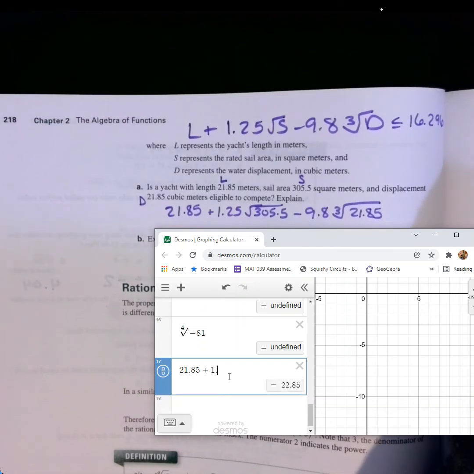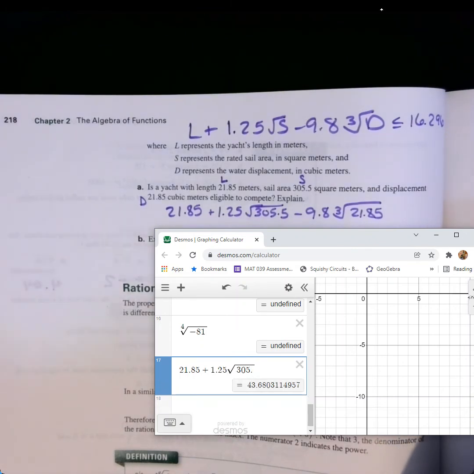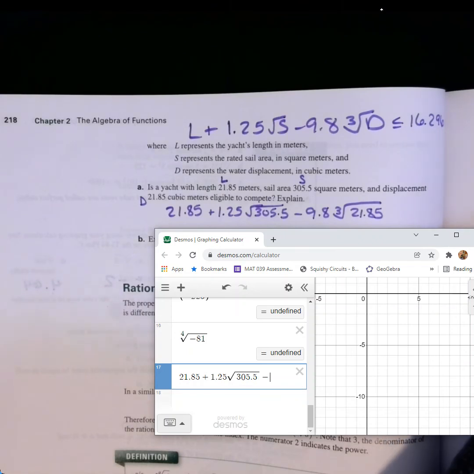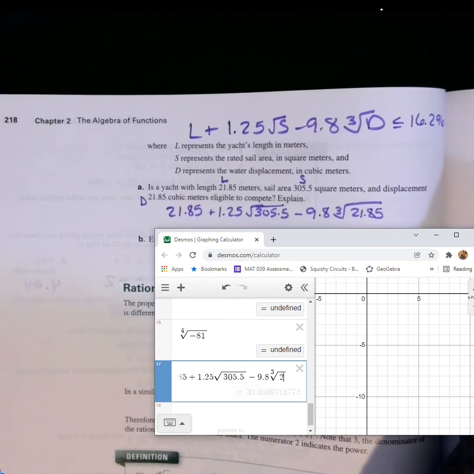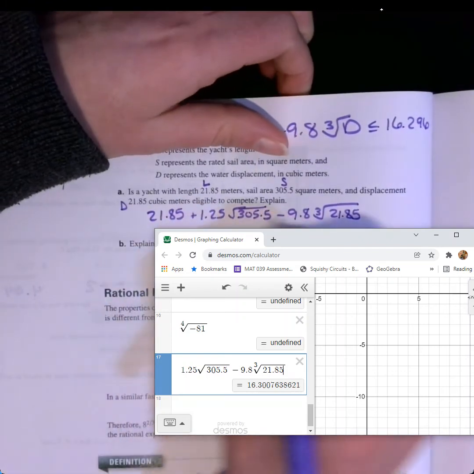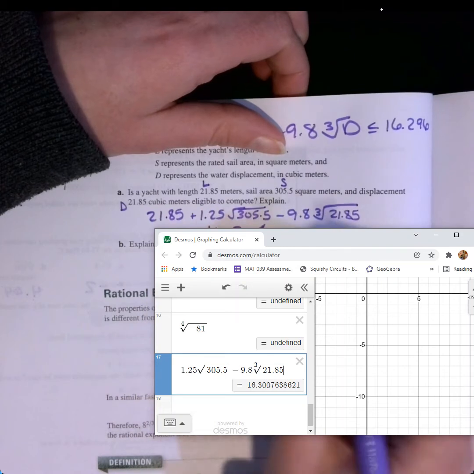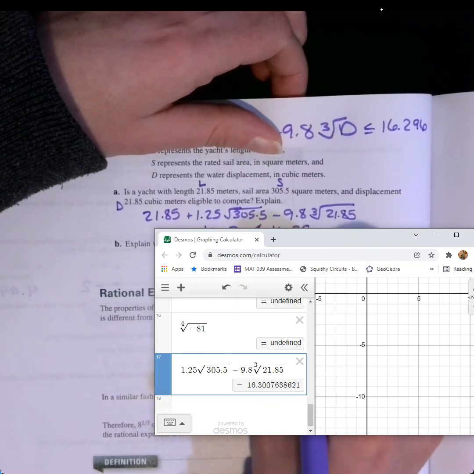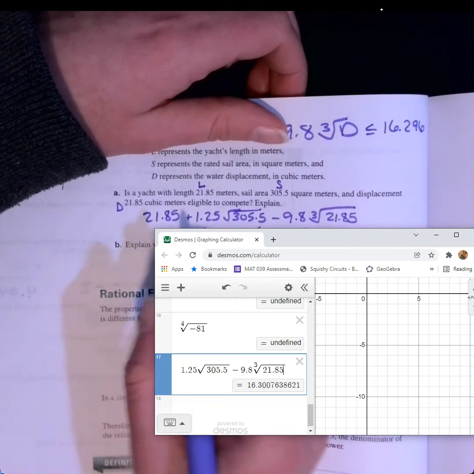21.85 plus 1.25 times the square root of 305.5 minus 9.8 times the cube root of 21.85. Okay, so what we get is 16.3. I was looking at the decimal place. So this equals 16.3. It is not less than or equal to 16.296. So the yacht is not eligible.